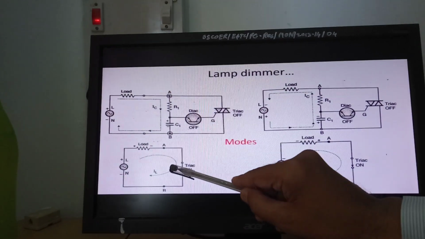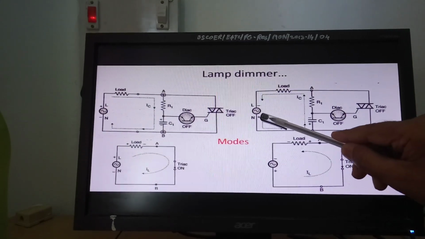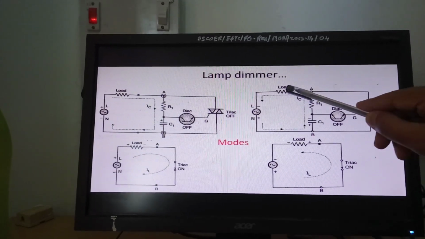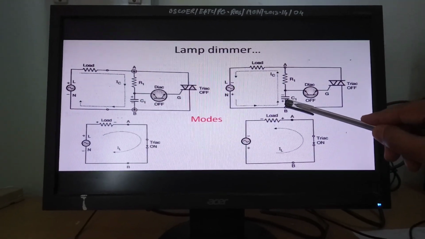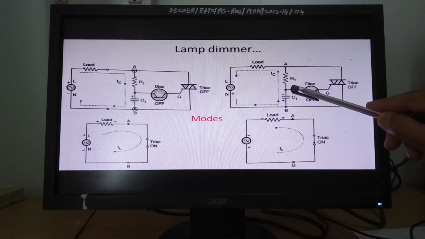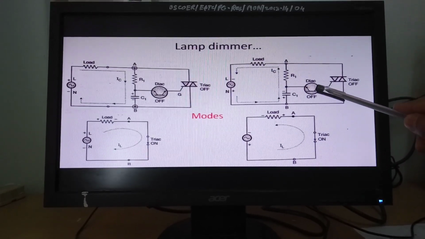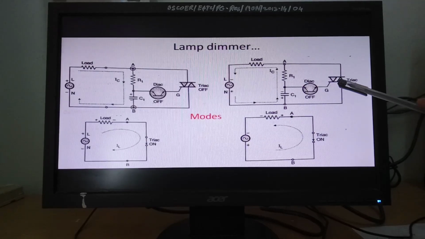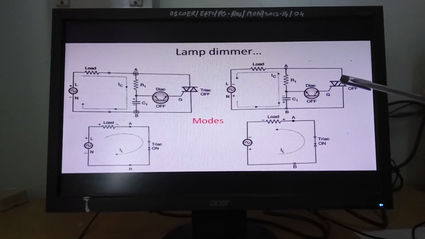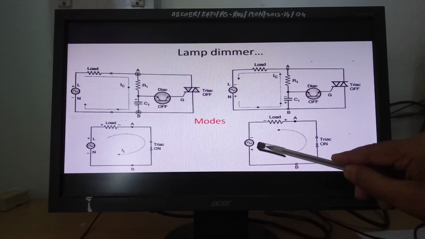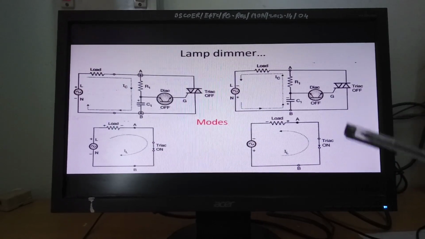Then at pi, this mode will turn off and mode 3 will start, in which negative current will flow through this path and the capacitor will charge with this plate as positive and this as negative. Whenever this voltage becomes equal to the breakover voltage of this DIAC, it will turn on. This means this capacitor voltage will be applied to the gate of this TRIAC, turning it on, and reverse current will flow through this load. So this is mode 4.